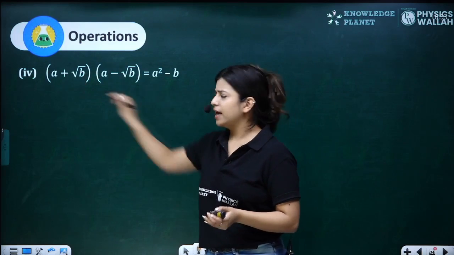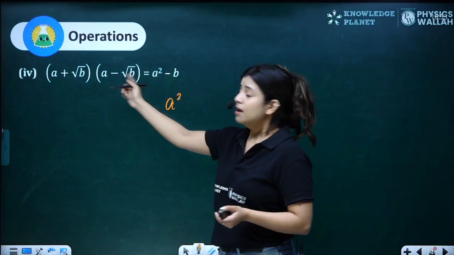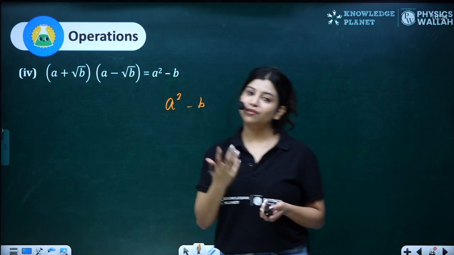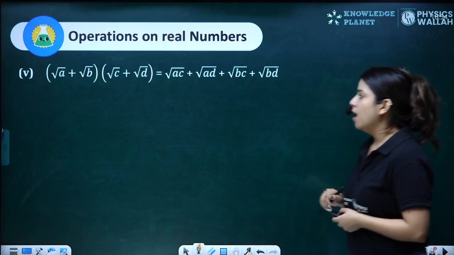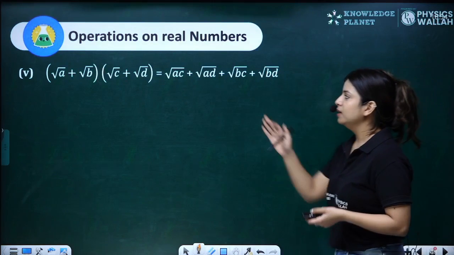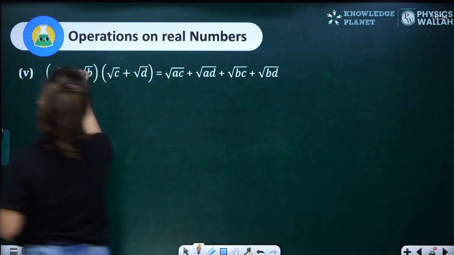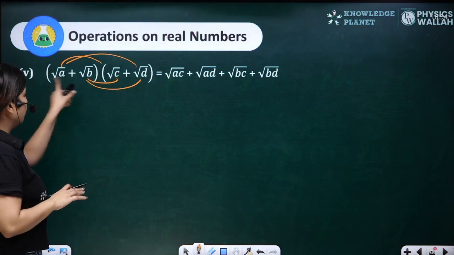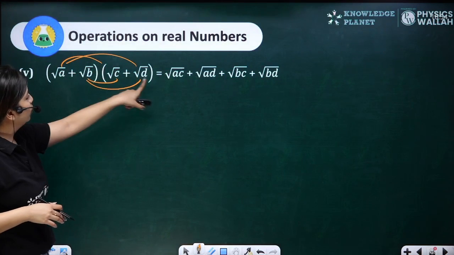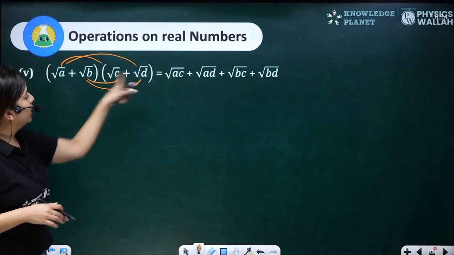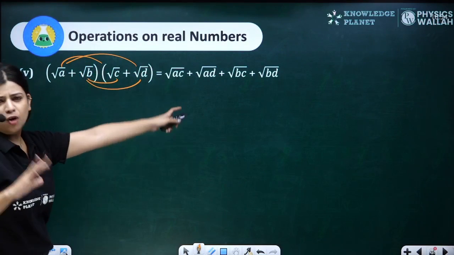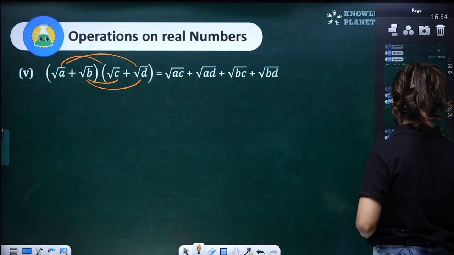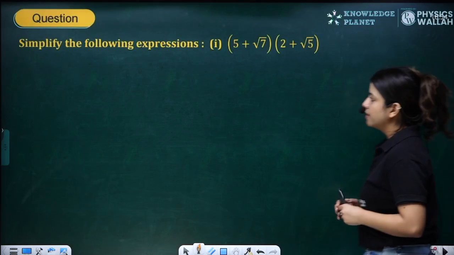The next thing, A plus root B, A minus root B. Now A is A, so it will become A square. But B is root B, so it will become B only, because root B square will give you B only. Alright, so under root of A plus under root of B. Now this is nothing but just the multiplication of binomial with binomial, and that is it. Root A into root C, root A into root D, root B into root C, and root B into root D. Just a binomial with binomial multiplication, nothing else, right? Okay. Let's solve it up.